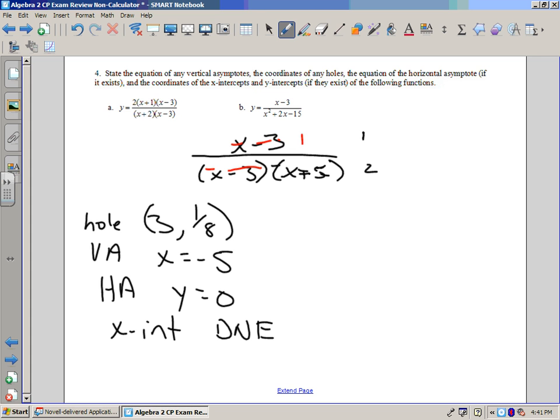To find my y-intercept, I'm going to plug in 0 for x and solve. I don't have to worry about these pieces. I have an implied 1 on the top. 0 plus 5 in the denominator is 5, and so my y-intercept is 0, 1/5.